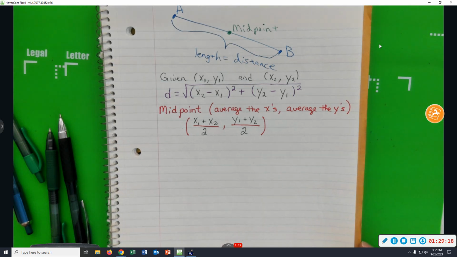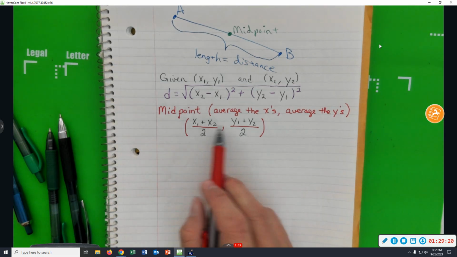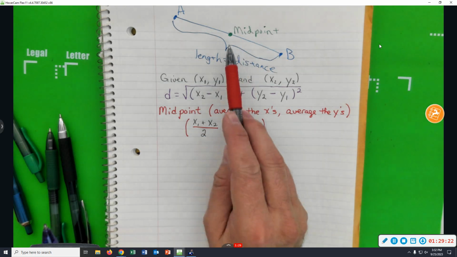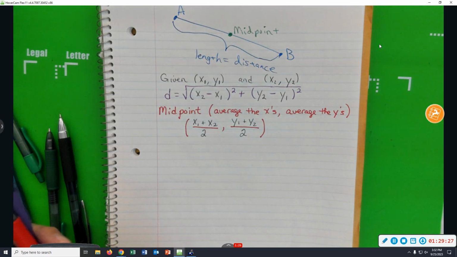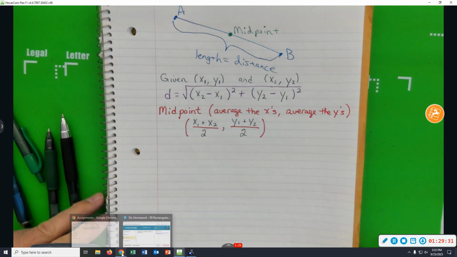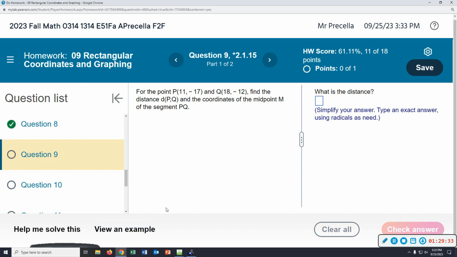So that midpoint formula will tell you the ordered pair that's right in between the two given points. Let's see if we can do problem number 9. I'll keep those formulas right there. Yeah, this is number 9.